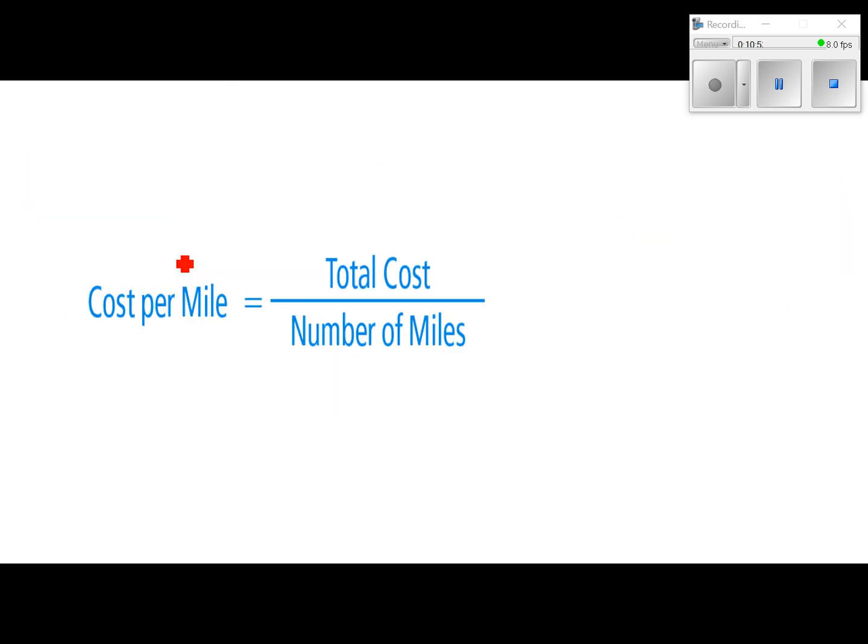Cost per mile. If you're looking at your lease car, your cost per mile is your total cost divided by how many miles you drive the car. I said lease, but this could be a rental also. So you're just looking at what's the cost per mile of you driving this vehicle.